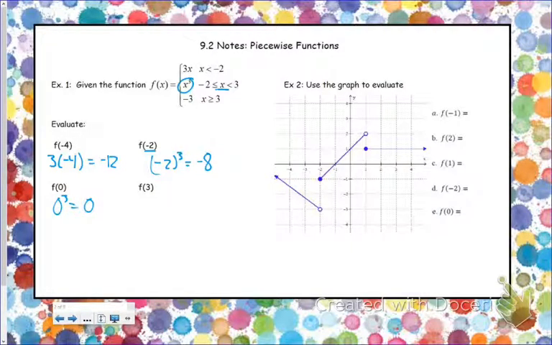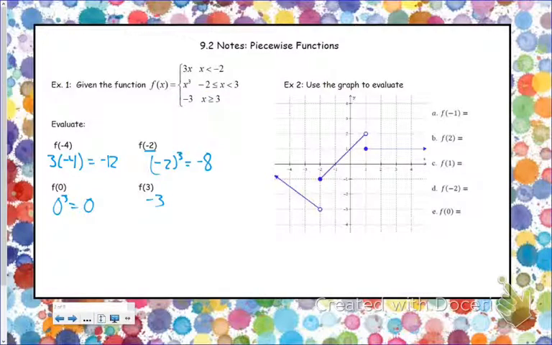And then f of 3, I can't use that middle function because it's not equal to 3, it's only when x is less than 3. X is greater than or equal to 3 when y is -3. I don't even need to do any math there, there's no x's, it's just -3.